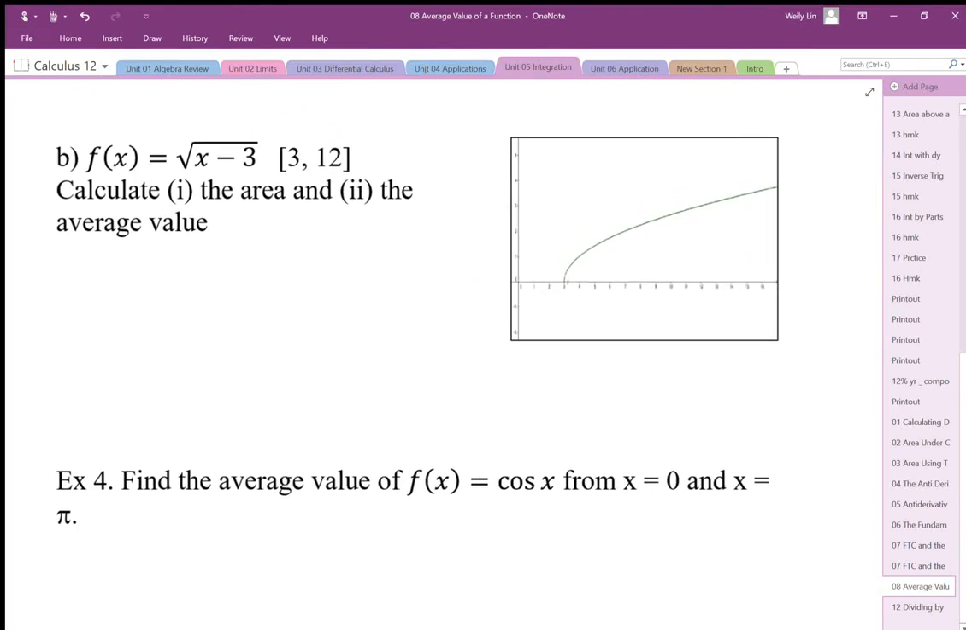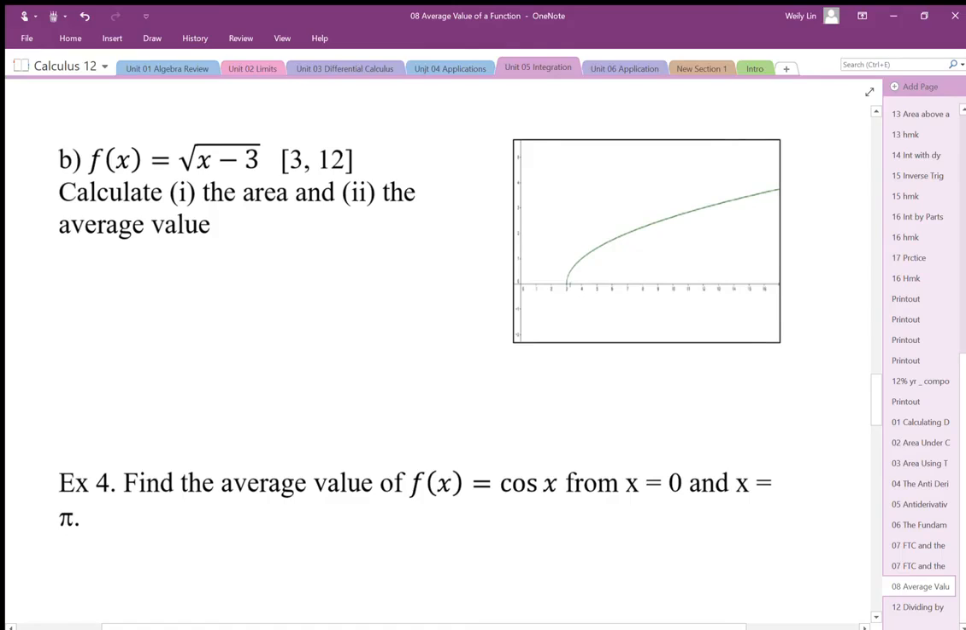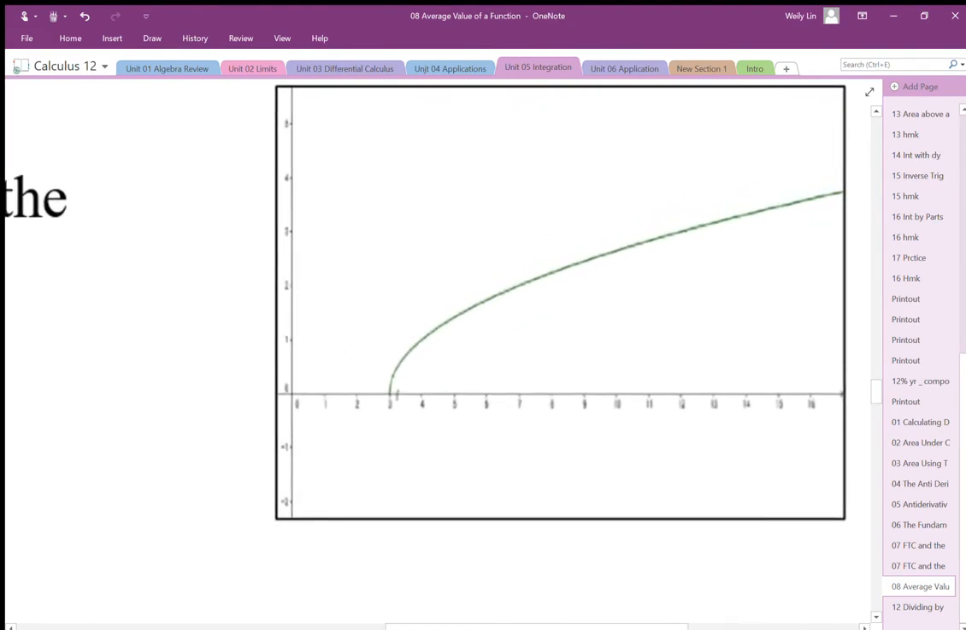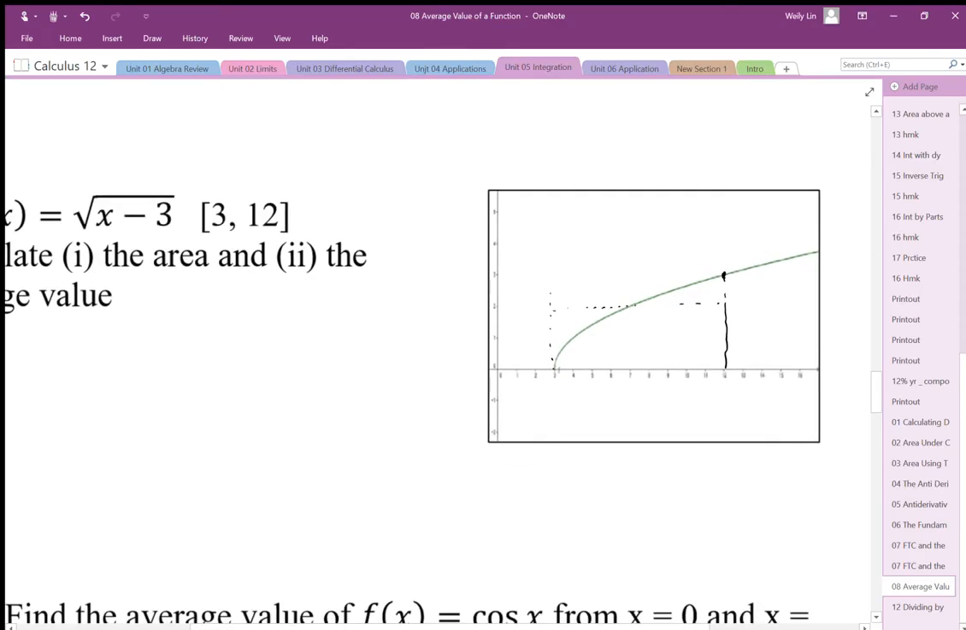Okay, so the average value of this square root function, square root of x minus 3, I've drawn it over here, on the interval from 3 to 12. Let me zoom in a bit so I can see that better. 12 looks like it's right about here. When I look at that average value, we're probably looking at somewhere around 2 would be my guess. So just estimating it, it's going to look like that.